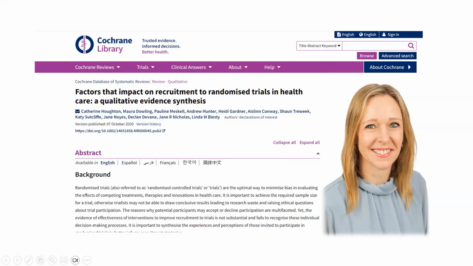This qualitative evidence synthesis explored the factors that impact on a person's decision whether or not to take part in a randomized trial.